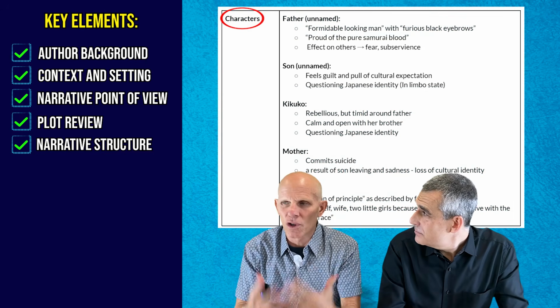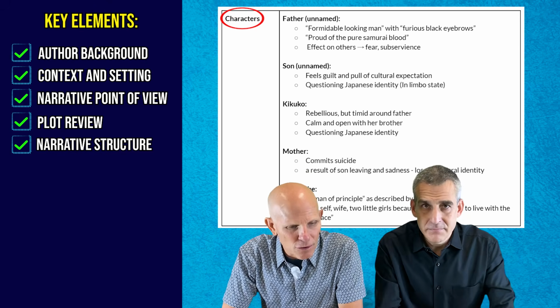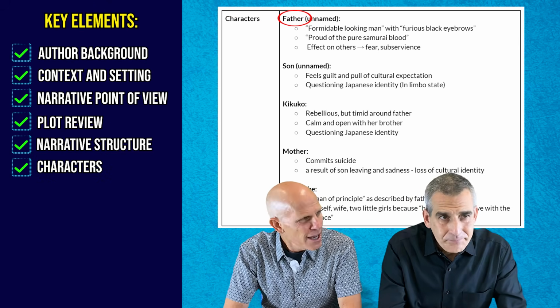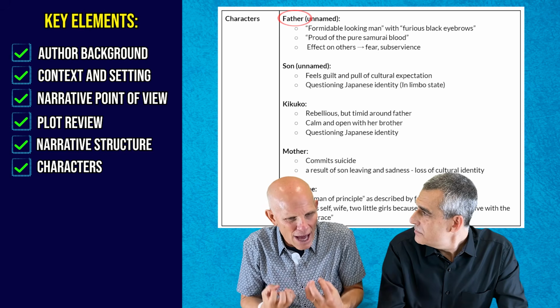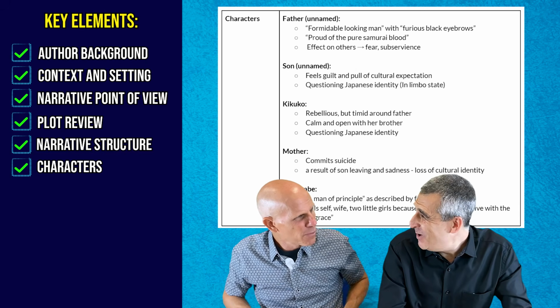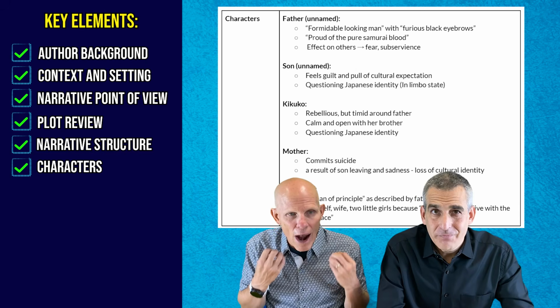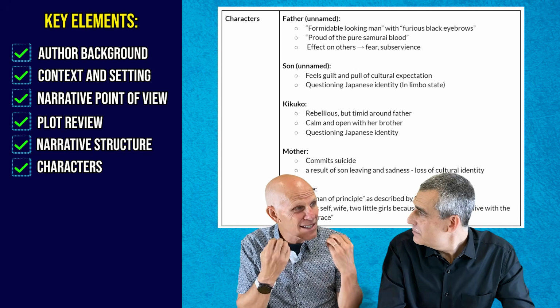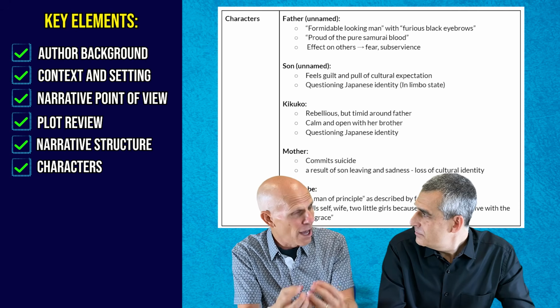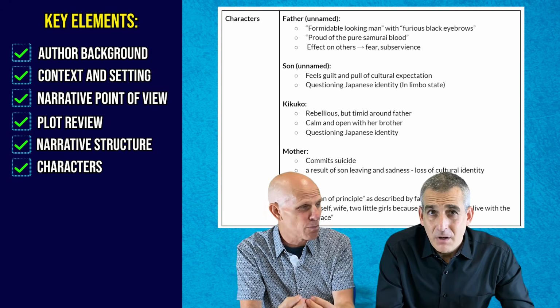Again, characters are so rich to talk about. So in this particular story, we want to think about the father. The father's unnamed, which I think is kind of interesting. He's a very formidable man with furious black eyebrows. That was a quote that I thought was interesting. You still remember the quotes, huh? Yeah, he's proud of being Japanese, and he's proud of his samurai blood. There's a lot of references to the samurai code and the idea of honor. That's such a rich part of Japanese culture.